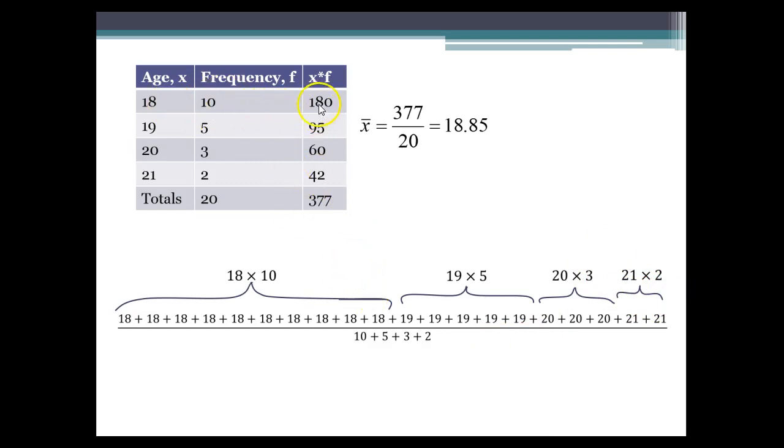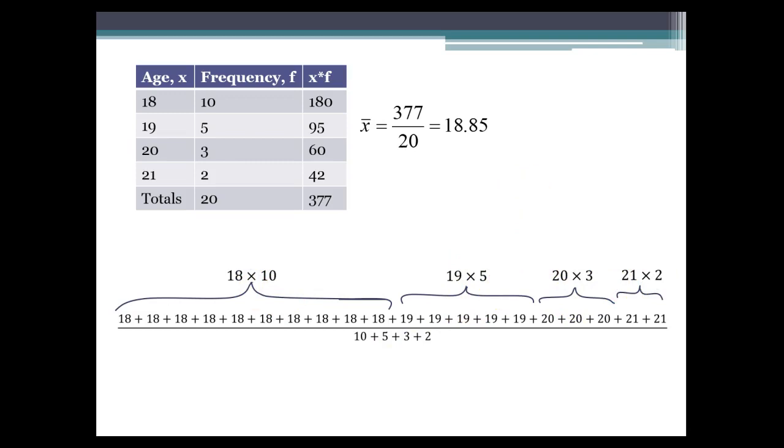And notice that that's exactly what we do up here. We're doing 18 times 10, 19 times 5, 20 times 3, 21 times 2, and then we're taking the sum. So that's what happens in the top part. And then in the bottom part, we're dividing by, we say, well, there's 10 of the 18s and 5 of the 19s and 3 of the 20s and 2 of the 21s.